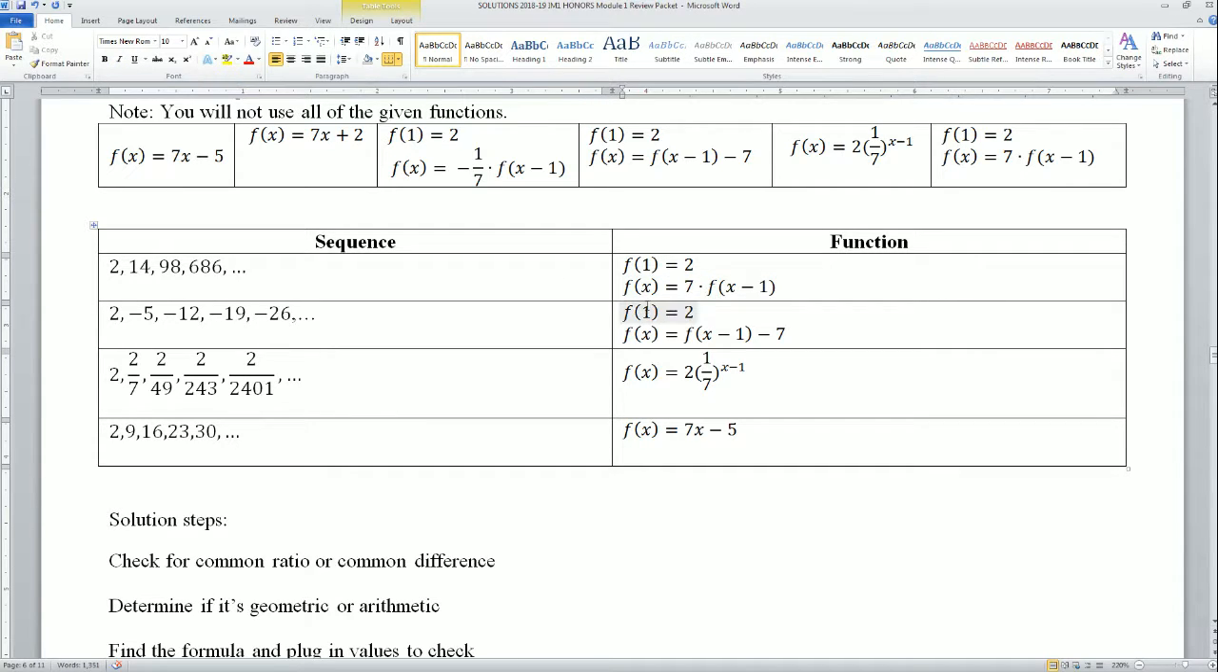It seems like it uses the recursive, and it is geometric. The second one looks like it is arithmetic, and it also uses the recursive. The third one looks like that is geometric, and it looks like it's using the explicit right there. And the next one looks like it is arithmetic, and it's using the y equals mx plus b.